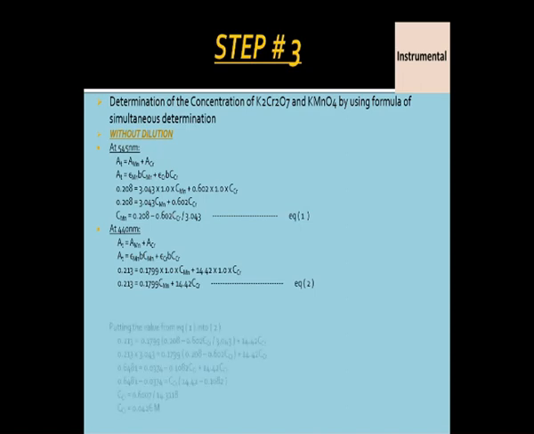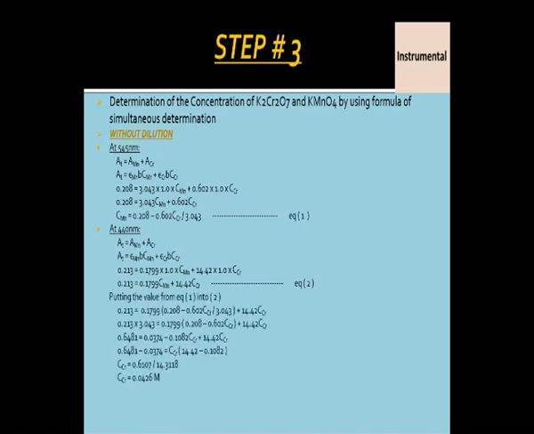Putting the values from equation 1 into equation 2 and solving it for chromium, we got the concentration of chromium, which is 0.0426 molar. And by putting the value of chromium in equation 1, we will get the concentration of manganese, which is 0.0599 molar.